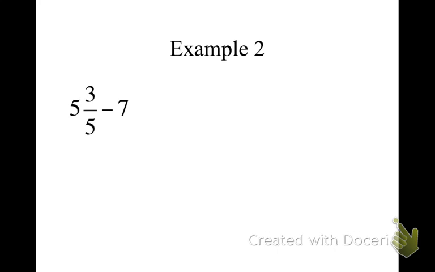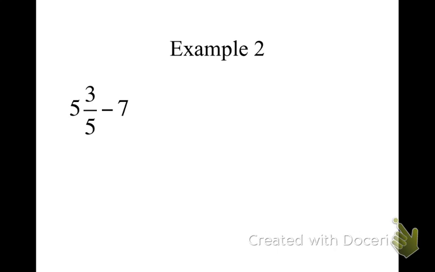In this case, I'm going to take 5 3/5 minus 7. Now I already know that I'm taking a number away from something that's bigger. So I think that my answer is going to be negative, because if I try to take 7 away from 5 and a little bit more, it's going to be negative.